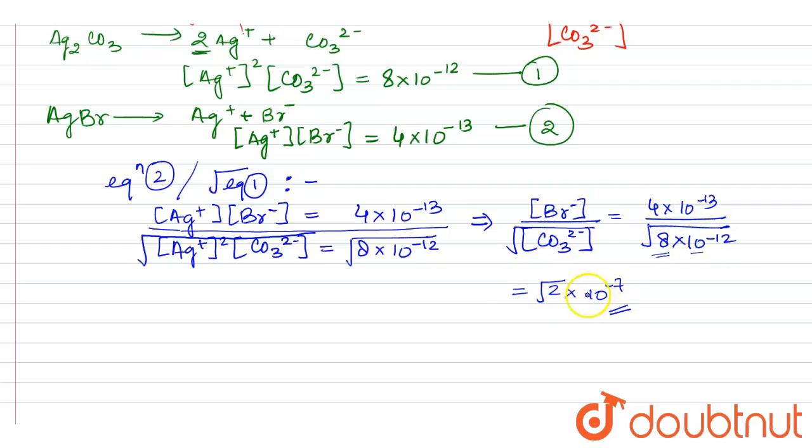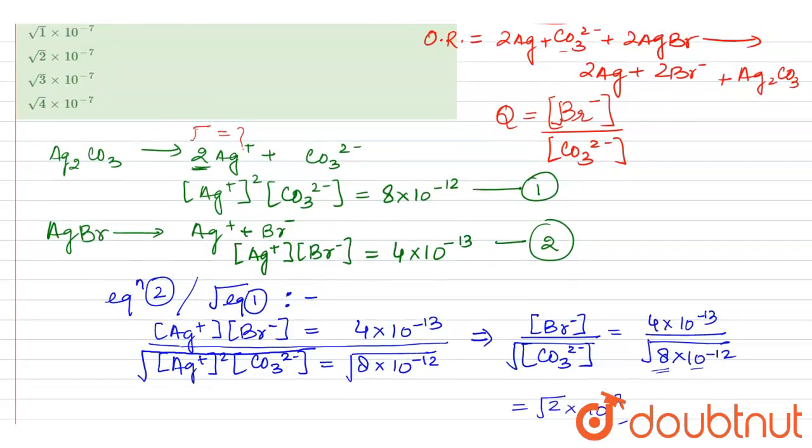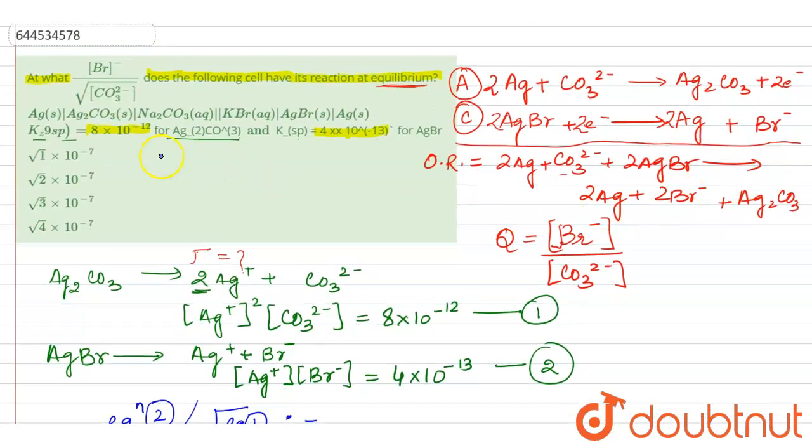As we can definitely see, the value would come in the negative power only, because here is 10 to the power minus 13 and here 10 to the power minus 12, and they are present in root. So the value would decrease, and it will come like this only. So we will see which option is correct. Our option number 2 is correct.